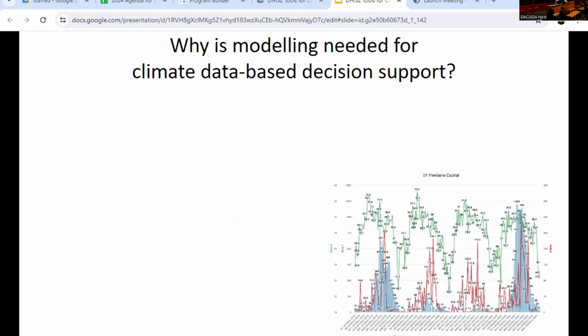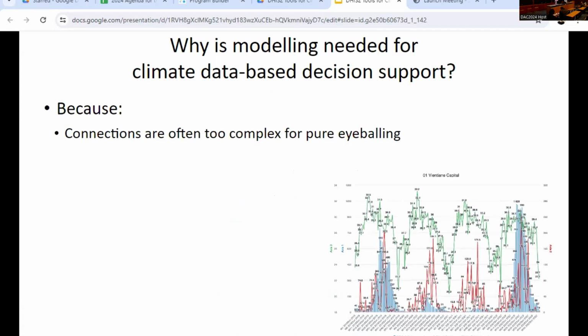So first, why do I believe that modeling is needed, or at least very useful, for climate-based decision support? This is, for instance, Laos data on cases and temperature. You can try to see some kind of patterns here by eyeballing, but it's not really robust. When it comes to, let's say, malaria, where temperature and precipitation will influence the mosquito life cycle, the parasite, and human behavior, this is very complex with complex time dependencies. So it's not like, oh, it got 3 degrees warmer, now it's twice as much malaria. So it will be very hard to do by eyeballing.